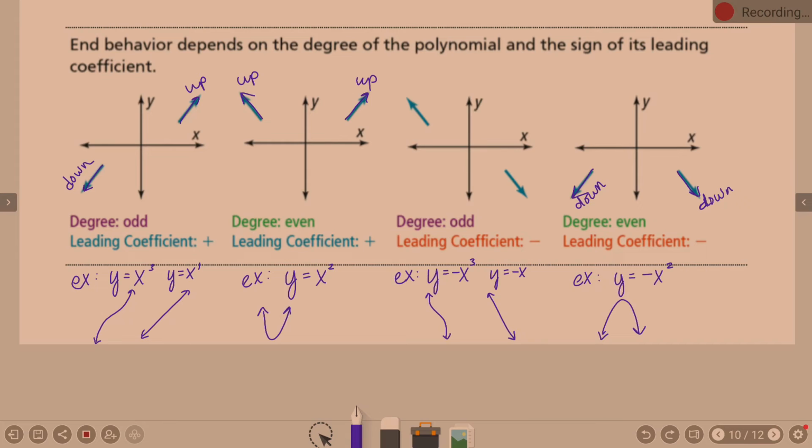So in these cases, 3 and 1 are both odd degrees, right? In both cases, my coefficient is negative, and in that case, my graph is going to start in the upper corner, so going up, and end going down. That behavior will always be true, and we can always tell this based on what our highest power is and whether that term has a positive or negative coefficient.